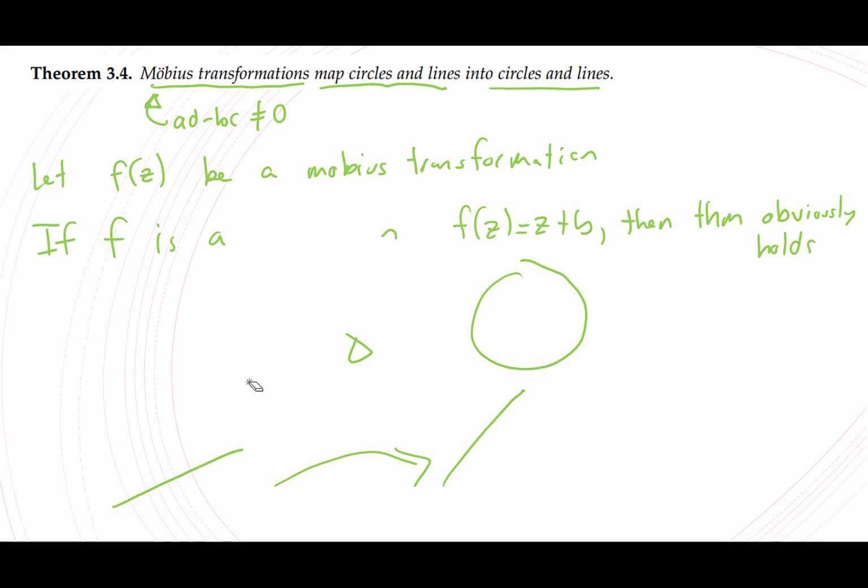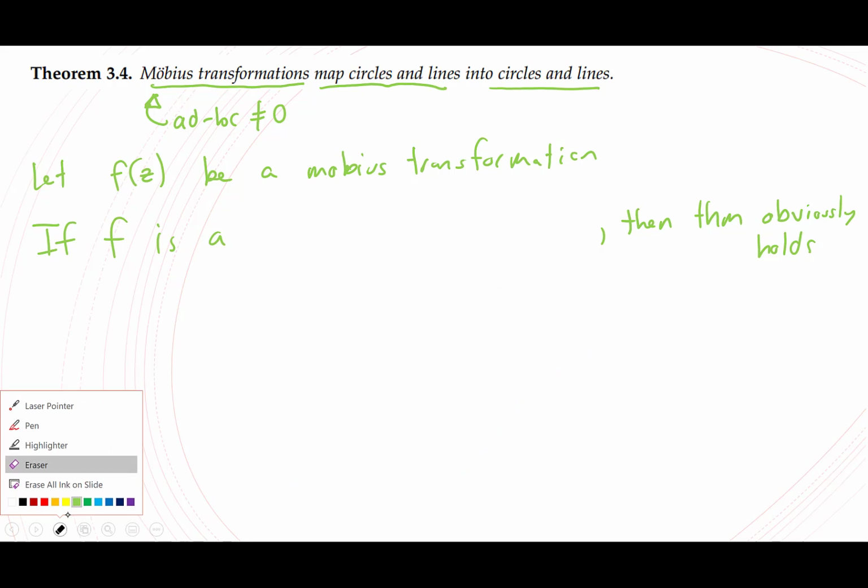if f is a dilation, and remember dilation means that we're taking our input and we're scaling it by some complex number.